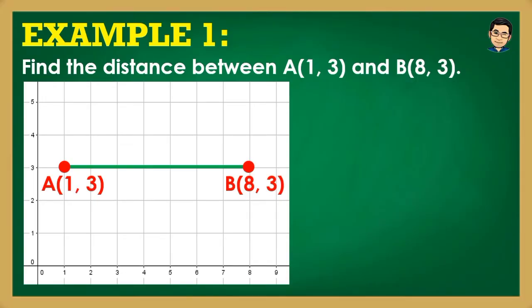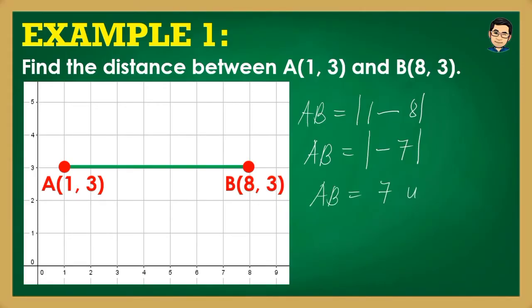So, paano natin kukunin ang distance nila? Ang gagawin lang po natin, AB is equal to the absolute value of the coordinates of A, yung x-coordinate niya, which is 1, minus yung x-coordinate ng B, which is 8. So, 1 minus 8 is negative 7. The absolute value of negative 7 is 7. So, 7 units. Ibig sabihin po, the distance between point A and point B is 7 units. Kapag hindi po given yung unit of measurement, ang inilalagay po lang natin is units. Again, the distance between A and B is 7 units.